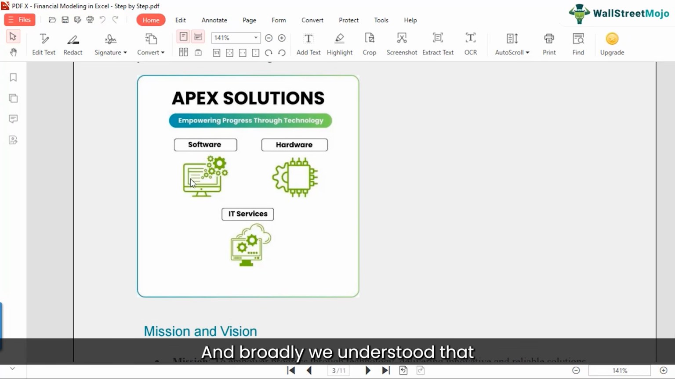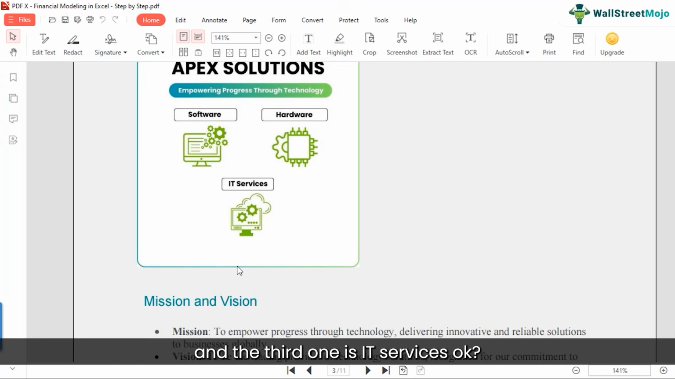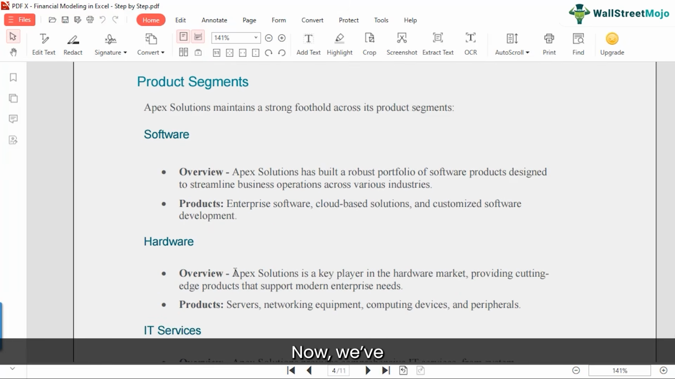And broadly, we understood that it is divided into three different segments. So a lot of companies have different segments, or segments could be based on geographies as well. Here it is clearly mentioned. One is software, the other one is hardware, and the third one is IT services. Okay. Now we've been provided with more details about each of these segments, right?